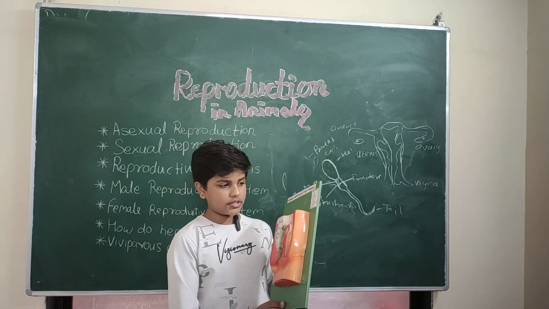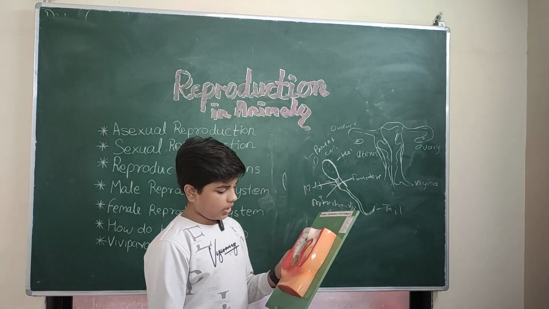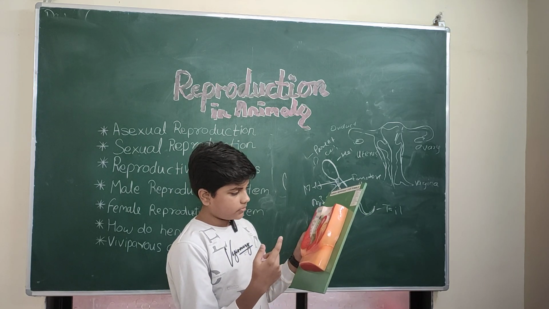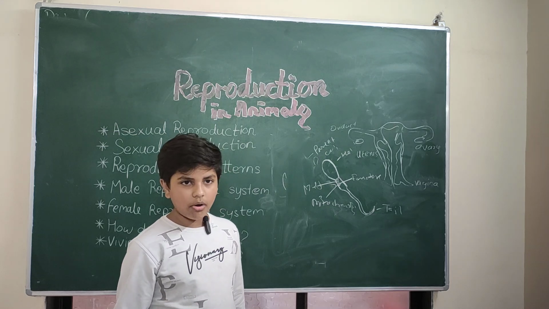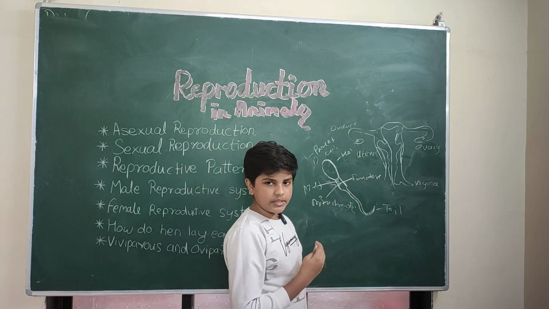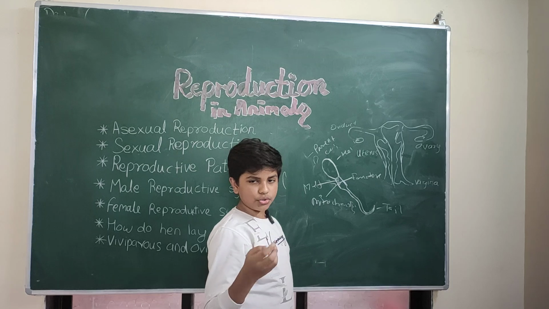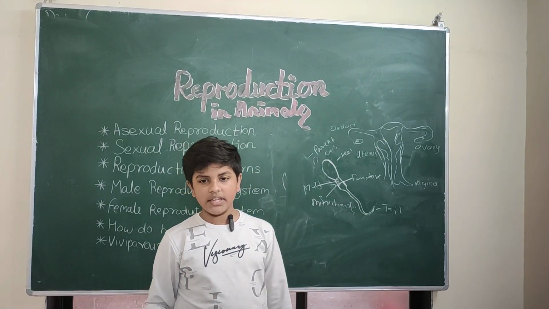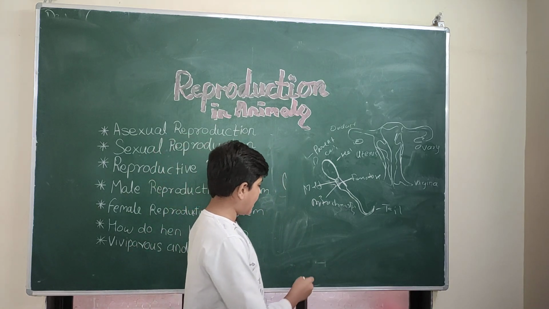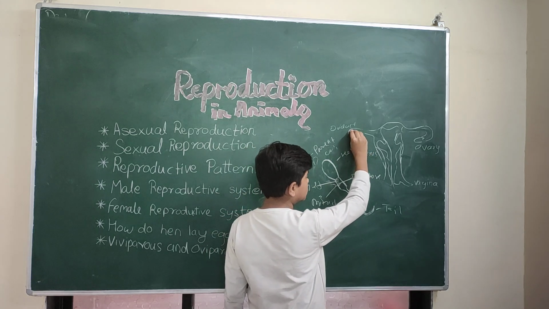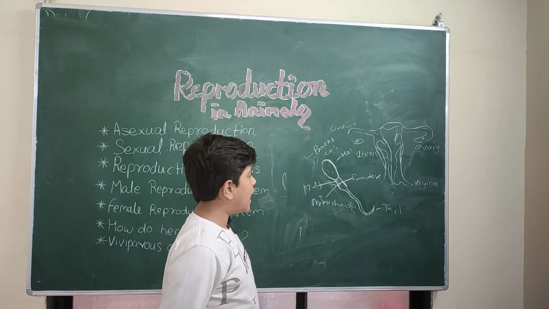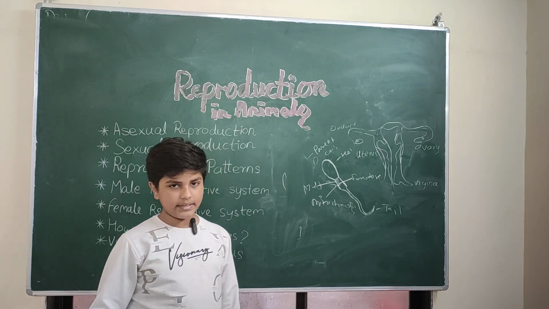Now understand the female reproductive system. Here I have a female reproductive system. This is the bowel. This is the urinary bladder. Then this is the vagina. In the female reproductive system there are two ovaries. These ovaries alternately produce eggs by the month. Means in one month this ovary will produce one egg. After the second month the other ovary will produce one egg. Like this they produce eggs alternately.